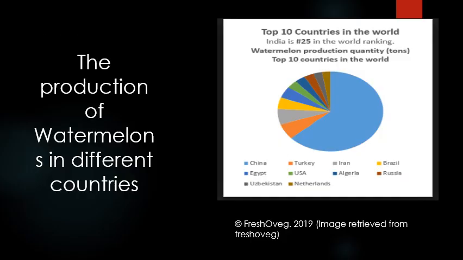This is a pie chart which represents the production of watermelons in different countries, and this is the top 10 countries in the world. China is the largest producer of watermelons because the weather there is favorable for its cultivation, and it is produced with excellent quality because of its special type of climate.